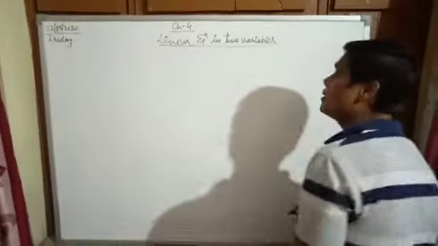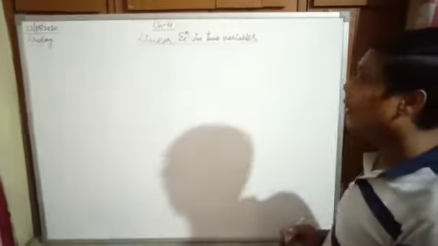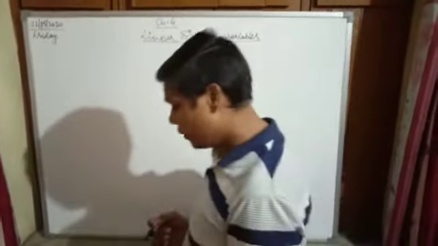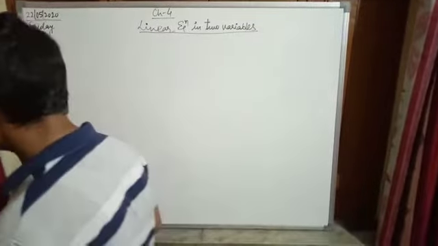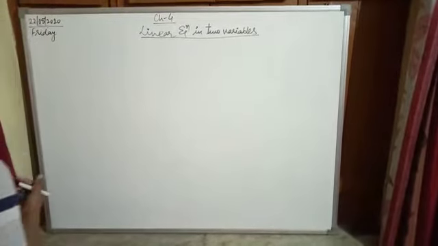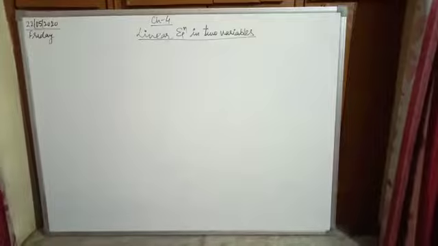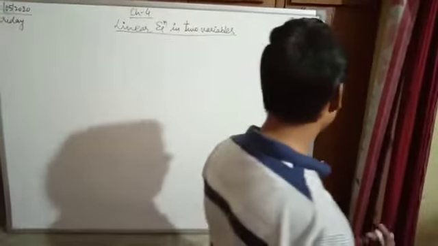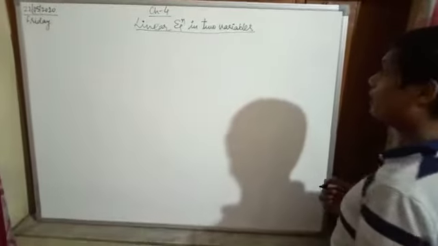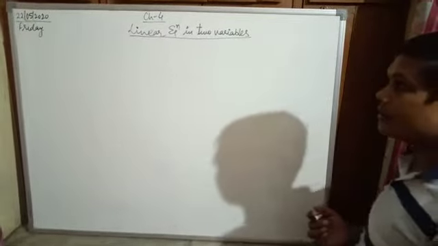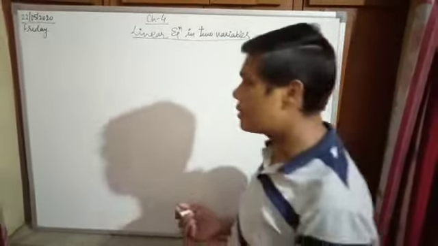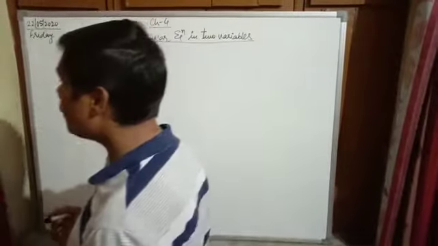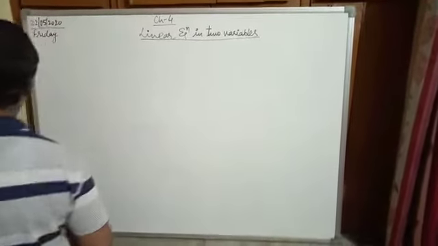In the last class, we learned what linear equations are and how we represent a linear equation in two variables. I also taught you some graphs: if x is constant, then the graph will be parallel to the y-axis, and if y is equal to a constant, then the graph is parallel to the x-axis.